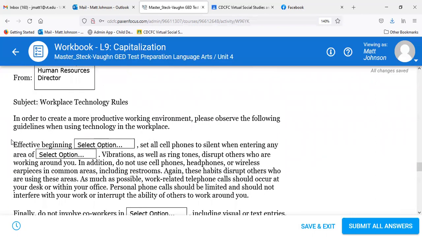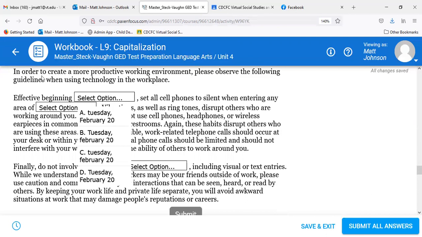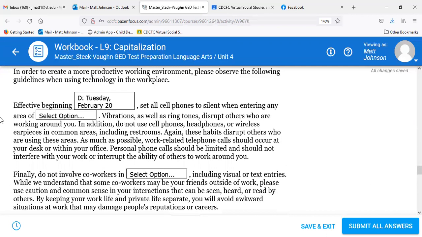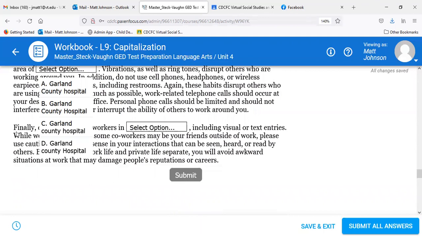Subject: workplace technology rules. In order to create a more productive working environment, please observe the following guidelines when using technology in the workplace. Effective beginning Tuesday, February 20th. D, going right to it. Yep, all of that's capitalized. Set all cell phones to silent when entering an area of. B, as in boy. Perfect.